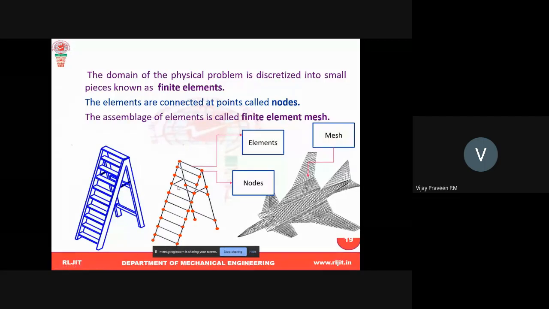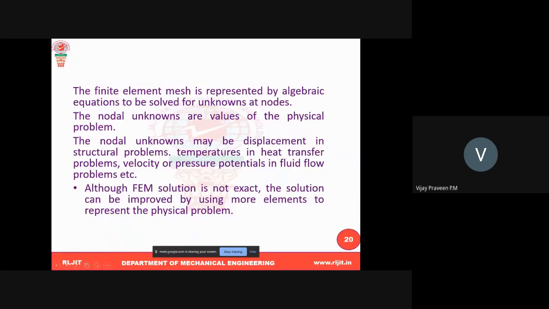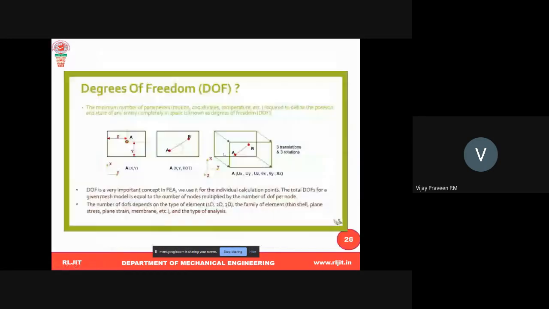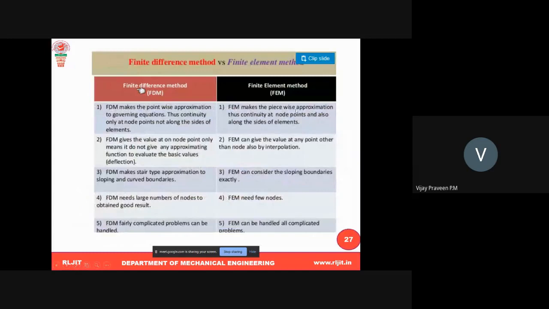But in FEA, you can get results at points, that is nodes, as well as elements, because it divides into piecewise approximation. That's why FEM is called piecewise approximation, whereas FDM is called point-wise approximation. If you want the solution in this element or in this node, you can get it anywhere in the structure. So that is the main first fundamental difference.